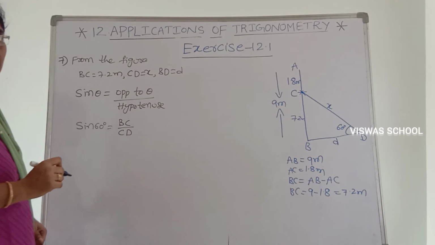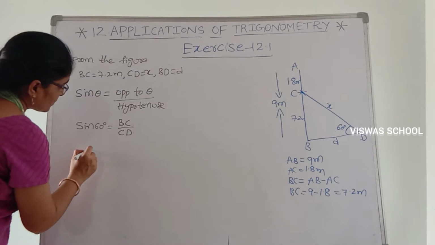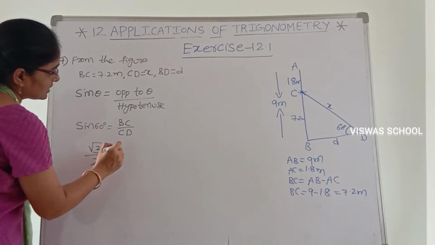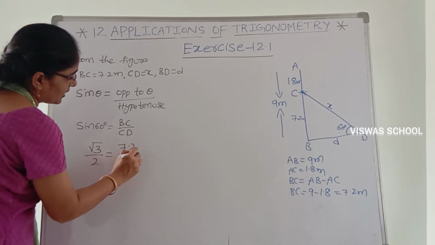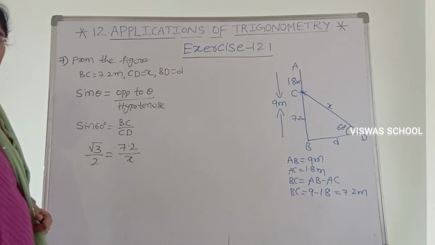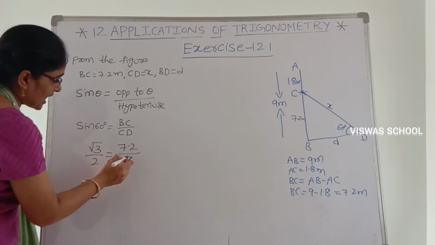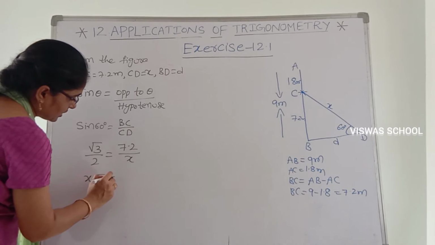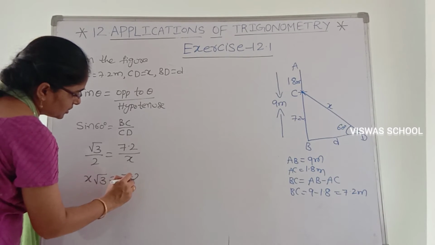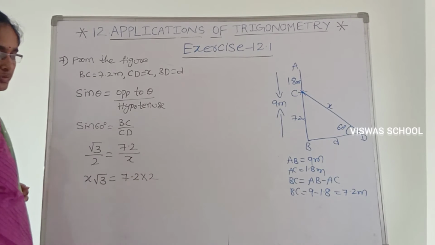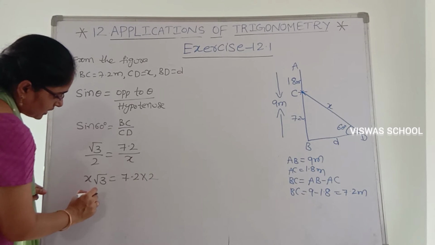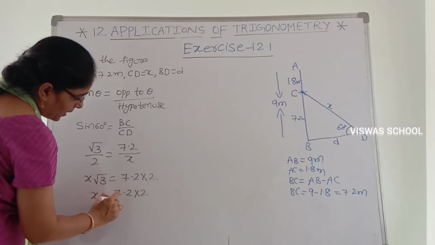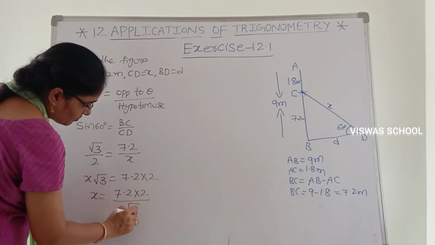And the sine 60 value is root 3 by 2. That is, root 3 by 2 equals 7.2 by x, since CD is x. Now by cross multiplication, x into root 3 equals 7.2 into 2. Now what is x equal to? 7.2 into 2 by root 3.